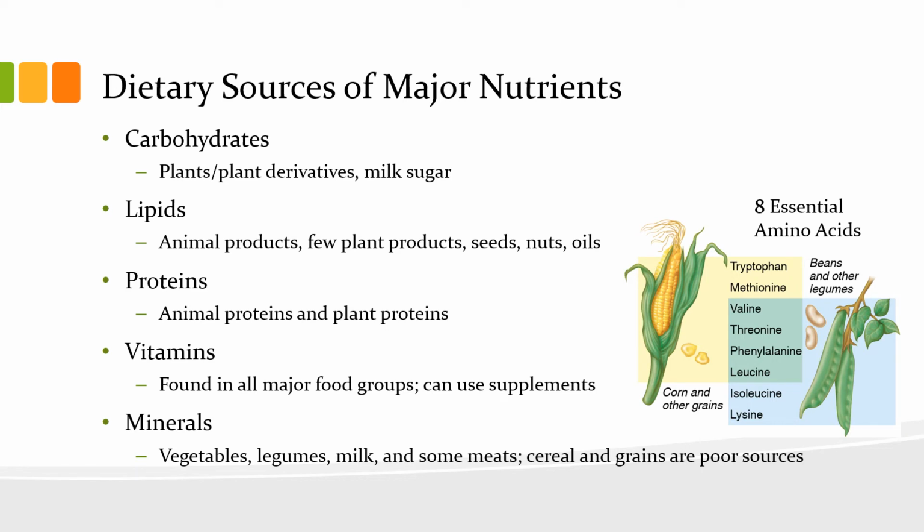Lipids. Although we ingest cholesterol and phospholipids, most dietary lipids are triglycerides. We eat saturated fats in animal products, such as meat and dairy foods, and in a few plant products, such as coconut. Unsaturated fats are present in seeds, nuts, and most vegetable oils, and major sources of cholesterol are egg yolk, meats, and milk products.